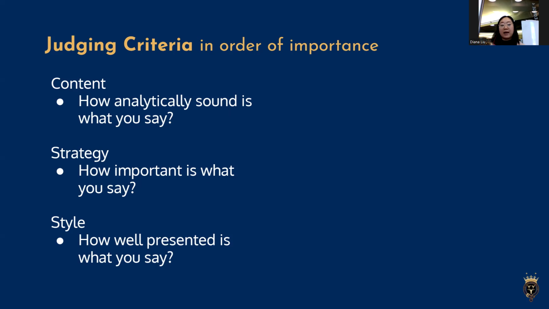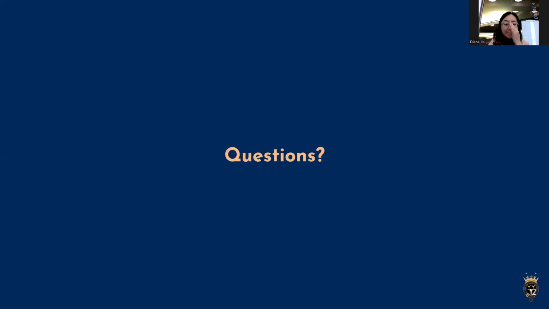And lastly, the least important thing to consider, if you're tied on both, is style. How well presented is the thing you say, but that's only after content and strategy. So make sure you are focusing on those two. But if two teams have equally analytically sound content and equally important strategy, then the tie would be broken on how stylish your speech is or how persuasive you were able to be.